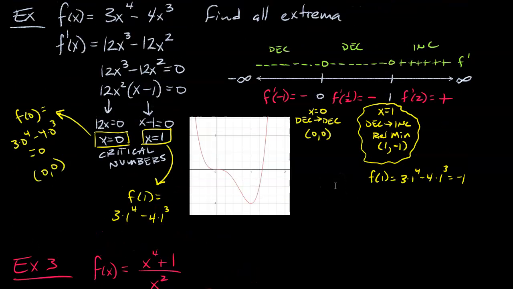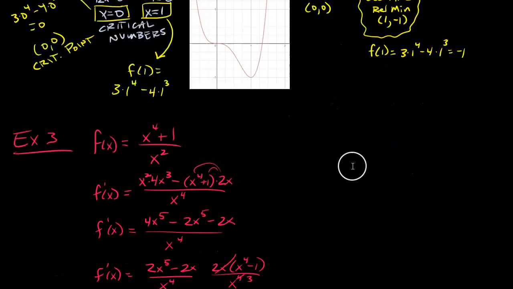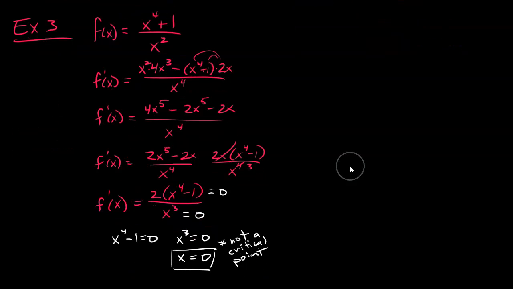Do you know why this is a critical number but not a critical point? Do you remember how I find critical points? Do you want me to scroll back up to the other problem? Okay. Critical numbers come from the derivative. Critical points come from taking these answers and plugging them back into the original function. Why would this one not be a critical point, but it is a critical number? What happens if I take zero and put it back into the original function?